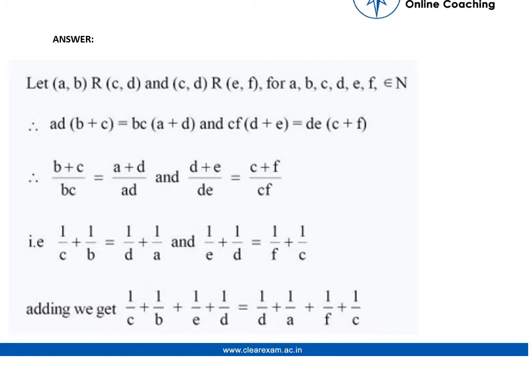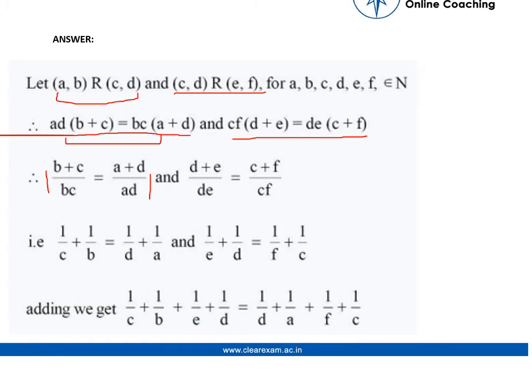Now, let (a, b) be related to (c, d) and (c, d) related to (e, f), for all a, b, c, d, e, f belonging to the set of natural numbers. From this relation, we can make ad(b + c) = bc(a + d), and from this relation we can make cf(d + e) = de(c + f). Solving this on both sides, we get (b + c)/bc = (a + d)/ad.